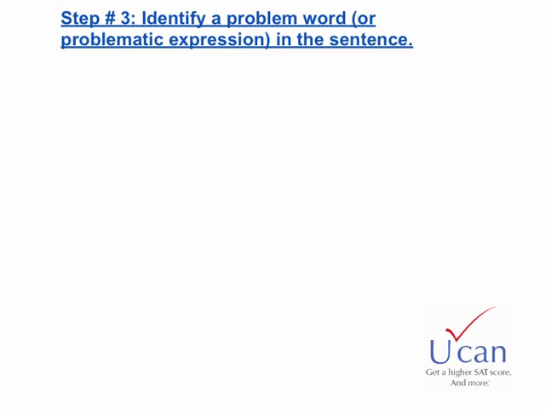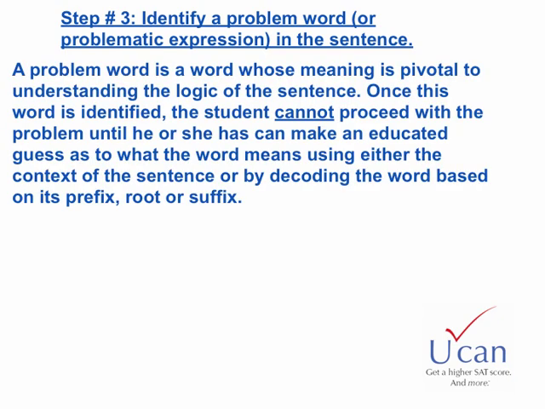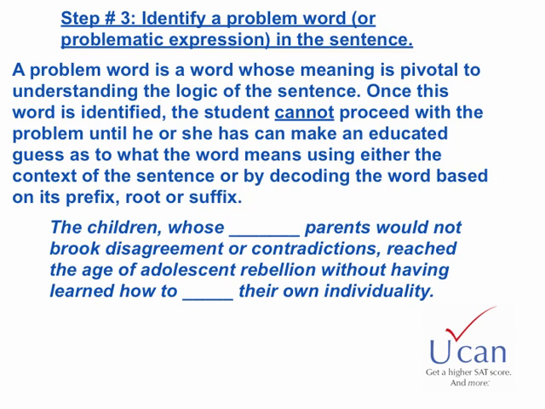Here we go. Okay, now step number 3 is basically identify a problem word or a problematic expression in the sentence. So let me quickly explain. A problem word is a word whose meaning is pivotal to understanding the logic of the sentence. Once this word is identified, the student cannot proceed with the problem until he or she can make an educated guess as to what the word means using either the context of the sentence or by decoding the word based on its prefix, root, or suffix. So let's go back to the sentence here.